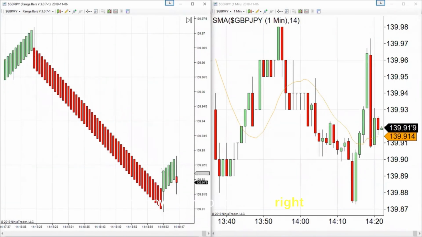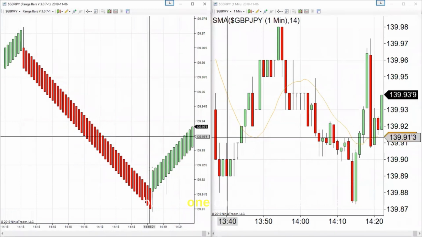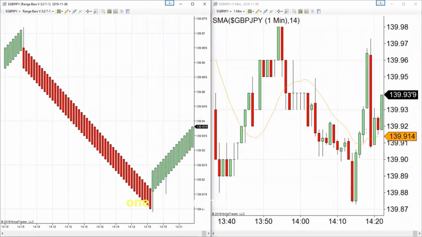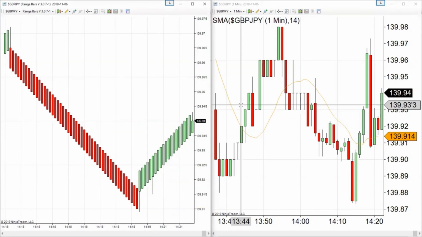And now we're on this buy right here, waiting for this to close. And you can see it's doing the same thing as the one on the right, but the one on the left is very clean. The one on the right is totally random. You can't quantify that into a system.